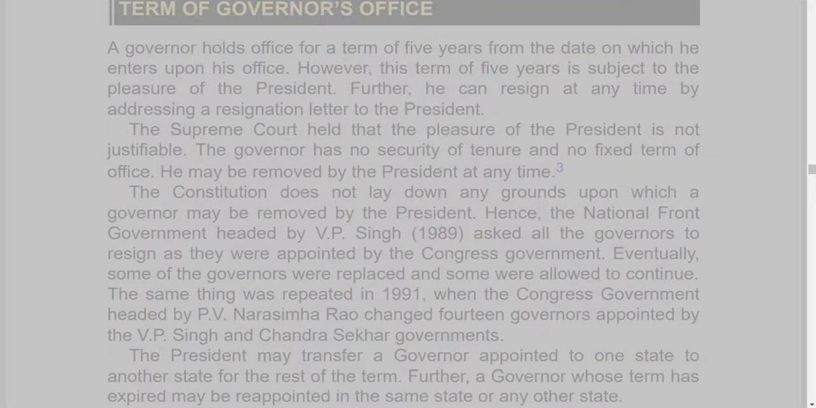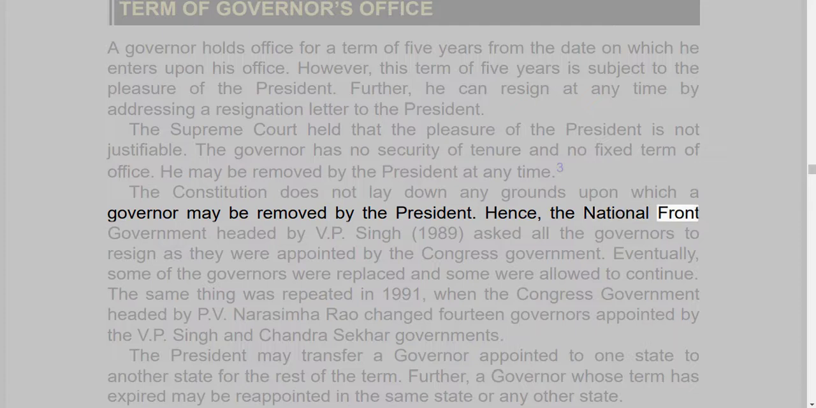Term of governor's office. A governor holds office for a term of 5 years from the date on which he enters upon his office. However, this term of 5 years is subject to the pleasure of the president. Further, he can resign at any time by addressing a resignation letter to the president. The Supreme Court held that the pleasure of the president is not justiciable. The governor has no security of tenure and no fixed term of office. He may be removed by the president at any time.